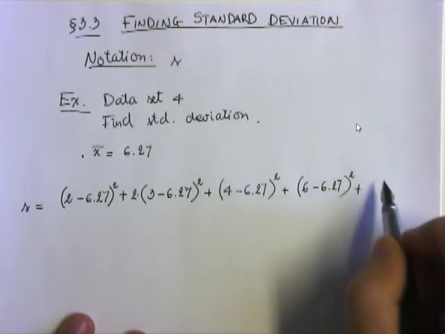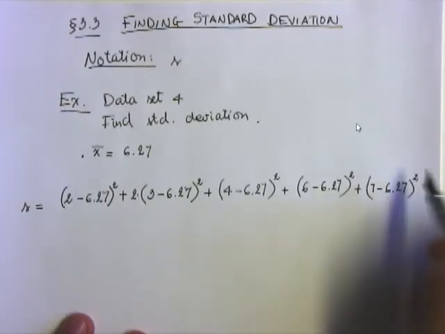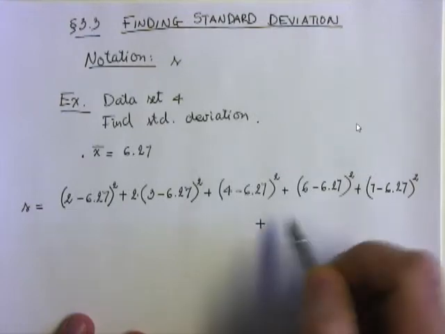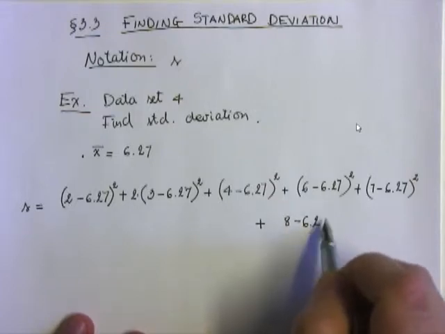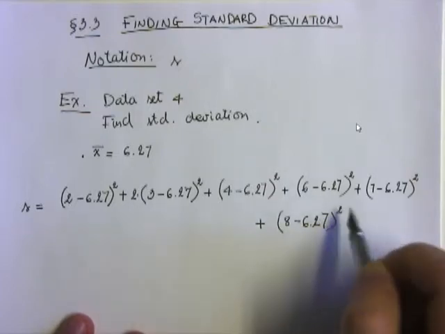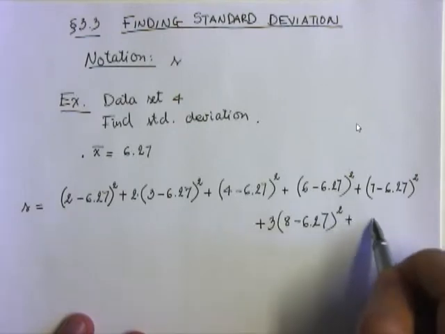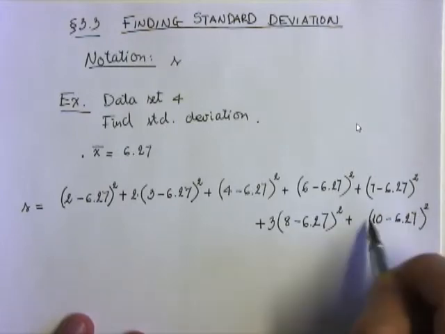The next one here would be 7 minus 6.27, all squared. I'm running out of space, so I'm going to have to write a little bit in the line at the bottom. The next item, I'm going to have 8 minus 6.27, squared. This time I'm going to have 3 different square differences like that, because I have 3 number 8s. And the last one is going to be 10 minus 6.27. Take the square, and there are 2 10s, so of course I'm going to have 2 of the square difference like this, 2 times.